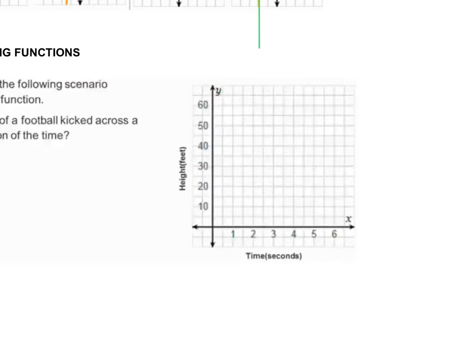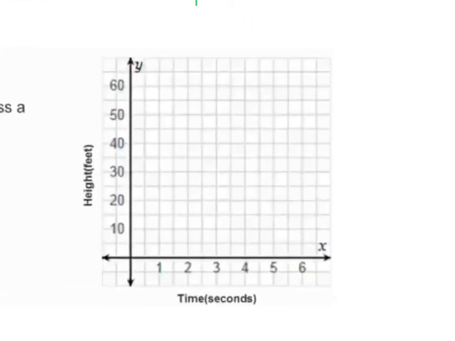Okay, so let's talk about what happens. All right, at time 0, when you first initially punt the ball, the height is at 0. Okay, and let's say that you punt the football and it's airborne for 3 seconds, okay? And let's say that you kick it at a maximum height of 50 feet, okay? So let's say that happens at 1.5 seconds.